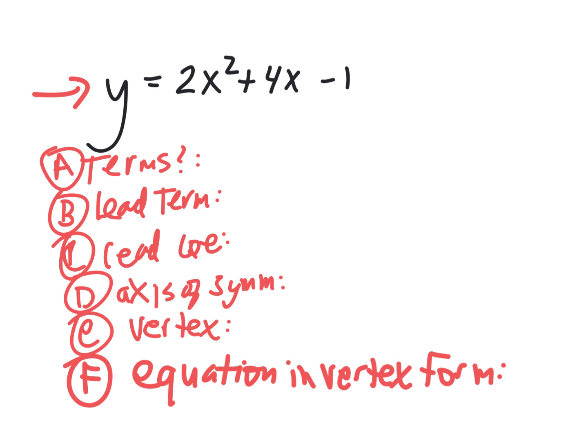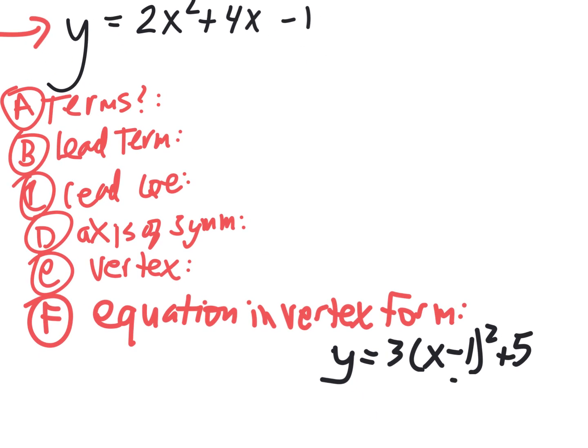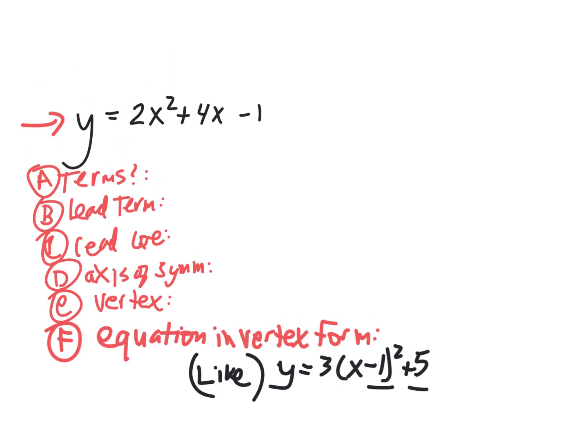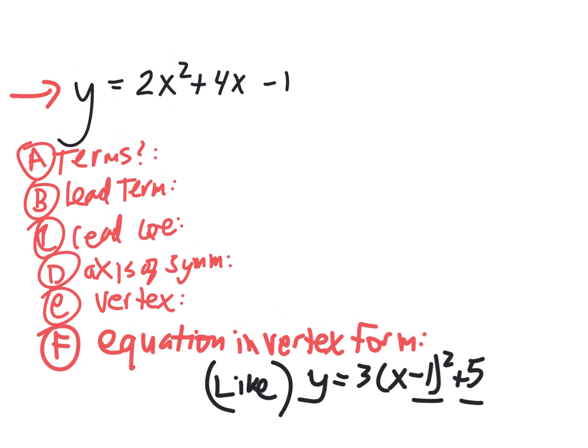Now, I'll give you an example. This is not the right answer. If the vertex had been 1, 5, it would have looked like this. So it's like that answer, but it's not that answer. All right, let's see if you know these concepts. All on the test. Well, at least I should say, they're all things we can test you on.